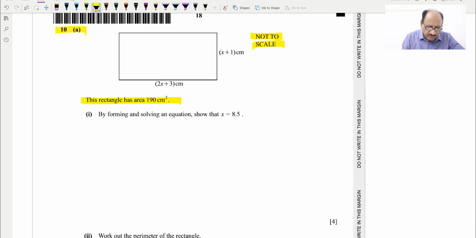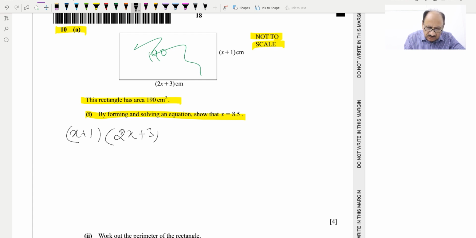Question number 10, A part: diagram is not to scale. This rectangle has an area of 190. They are informing us that the area is 190, and by forming and solving an equation, show that x is equal to 8.5. So area, you know, is length into width, so x plus 1 into 2x plus 3 is equal to 190, this is what they have told us.